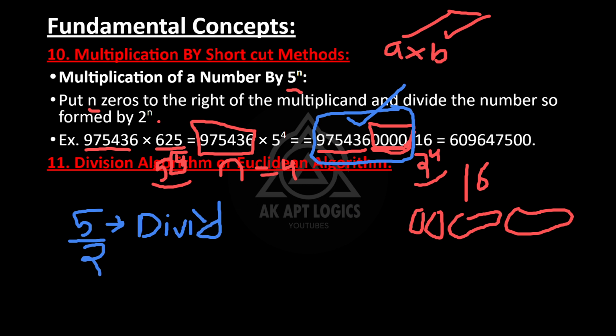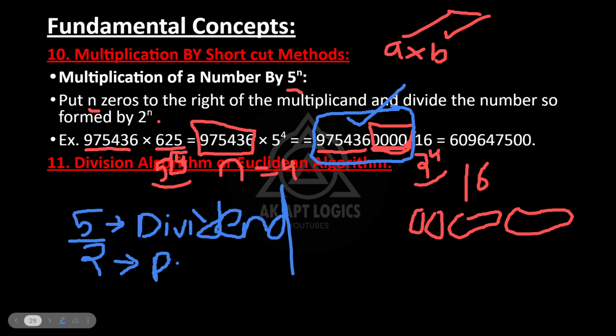Okay, the number which we are going to divide is called the dividend. The number which we are going to use to divide a number is called the divisor. Okay, this is called the divisor.